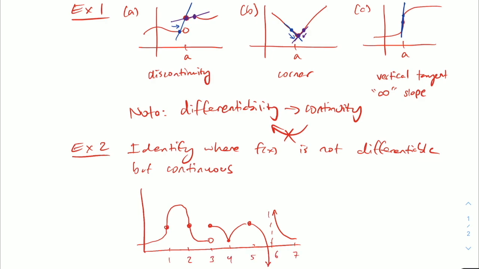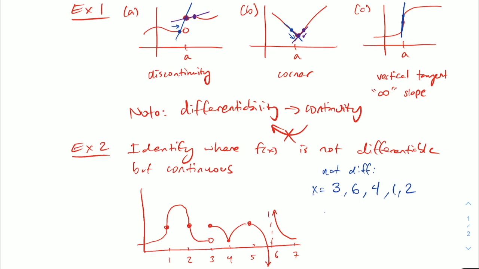Okay, so let's first identify where f of x is not differentiable. So it's not differentiable and there's a discontinuity, so that's at 3. That's right, not differentiable. At 3 and 6. It's also not differentiable where there's a corner, so at 4. And it's not differentiable when there's a vertical asymptote, so that occurs at 1 and 2.